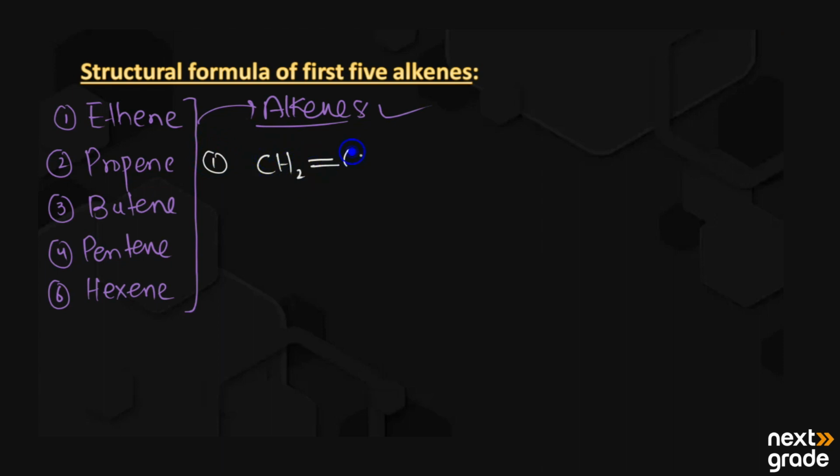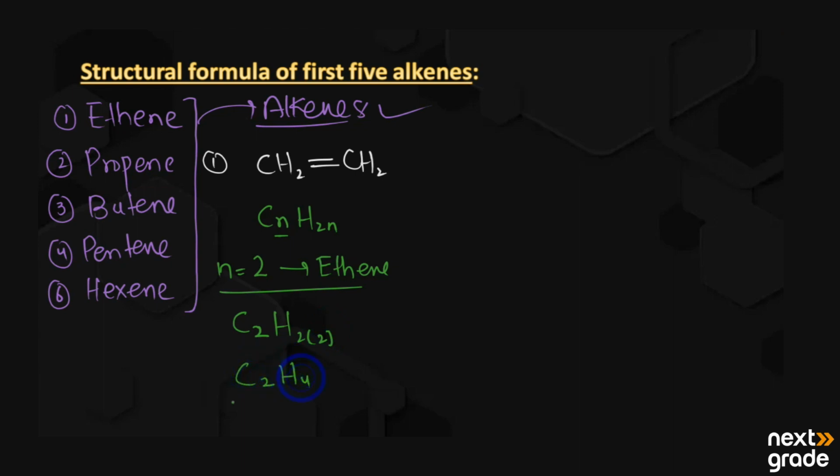So the structural formula for the first five alkenes: for ethene, we have CH2 double bond CH2. How are we able to get CH2 double bond CH2? By applying the formula CnH2n, where n is equal to 2 for ethene. By putting the value 2 in there, we get C2H2 times 2, so we get C2H4. So this is the formula of ethene, and this is its condensed structural formula.